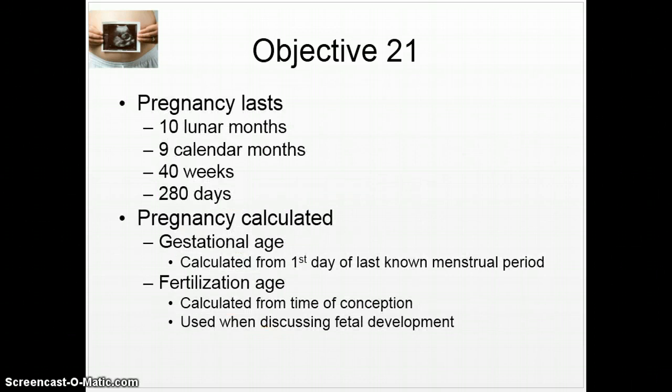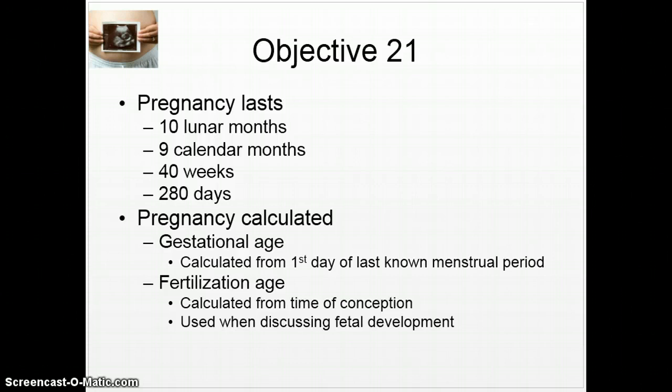Pregnancy itself is 10 lunar months or 9 calendar months, 40 weeks or 280 days. It is calculated by gestational age, which means it's calculated from the first day of the last known menstrual period of the individual, or it is calculated by fertilization age, and this is calculated from the time of conception. Many women actually do not know when conception occurred, so most times we use gestational age because most women do know the first day of their last known menstrual period.